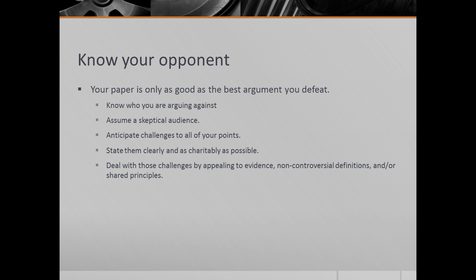And of course, how do you deal with those challenges? How do you rebut these objections? Well, you appeal to evidence, you appeal to non-controversial definitions, and you try to appeal to principles you think that you are likely to share with your reader. Not necessarily with your opponent, but certainly with your skeptical audience. So try to be the reasonable voice in the room, and if you can do that, then chances are you will produce the better argument.